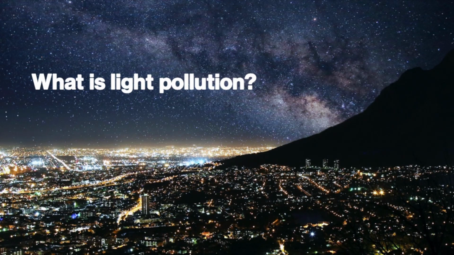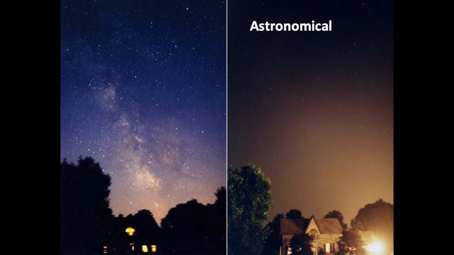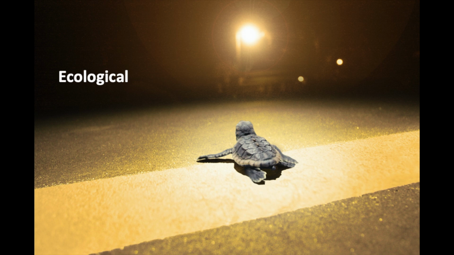First of all, how can we define light pollution? There are two types of light pollution. The first one is astronomical light pollution, where the view of the night sky is reduced. The second type is ecological light pollution, where the natural light patterns are altered in aquatic and terrestrial environments.